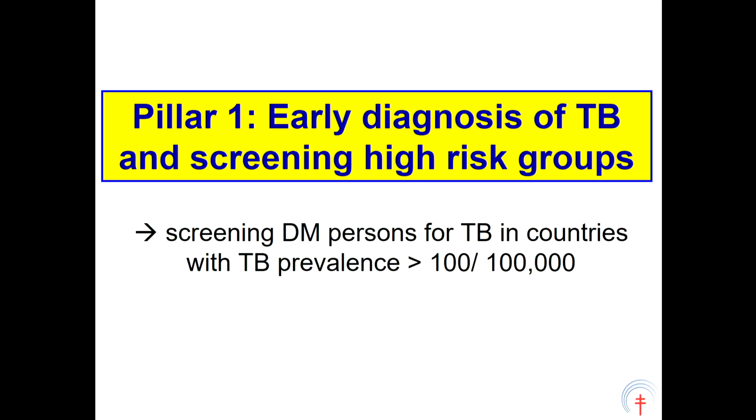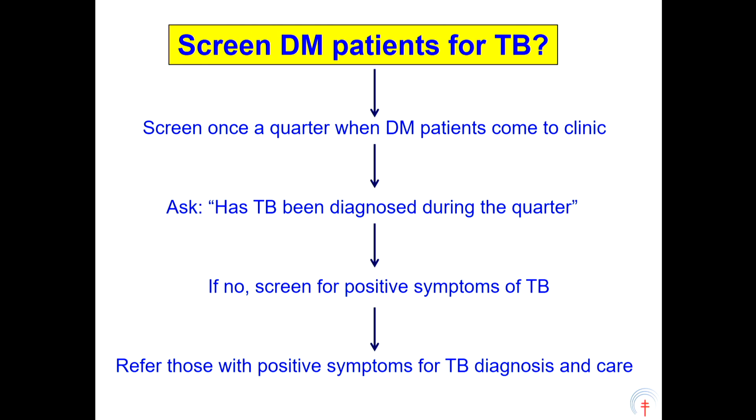than 100 per 100,000. Now, we have developed a programmatic methodology for doing this, so let me take you through it. Diabetic patients normally would come to the clinic about once a quarter, once every 3 months. So once a quarter, when they come, we should ask them the very simple question, has TB been diagnosed during this last 3 months, anywhere, for example, in a DOT center? If the answer is no, then we should screen that person for positive symptoms of TB, asking them about cough, fever, night sweats, and weight loss. And if anyone has positive symptoms, they should be referred for TB investigation, diagnosis, and possible treatment.